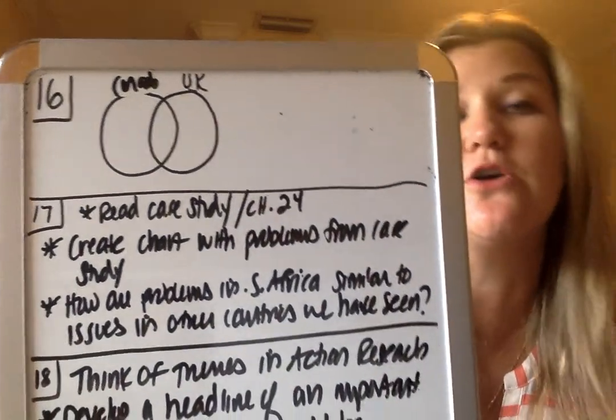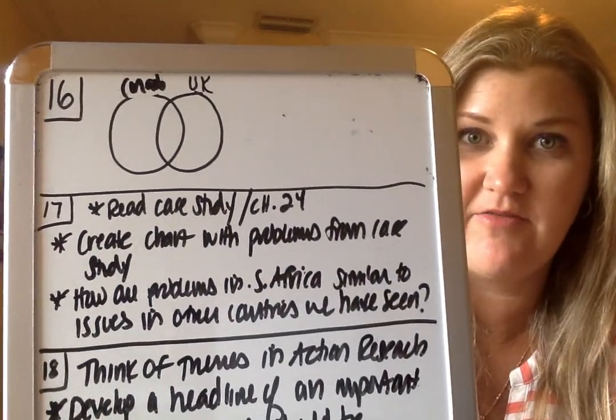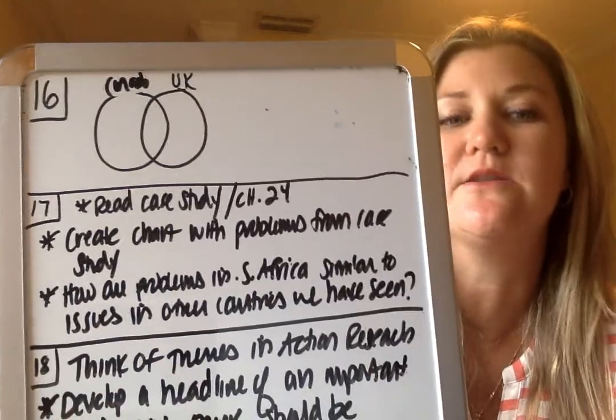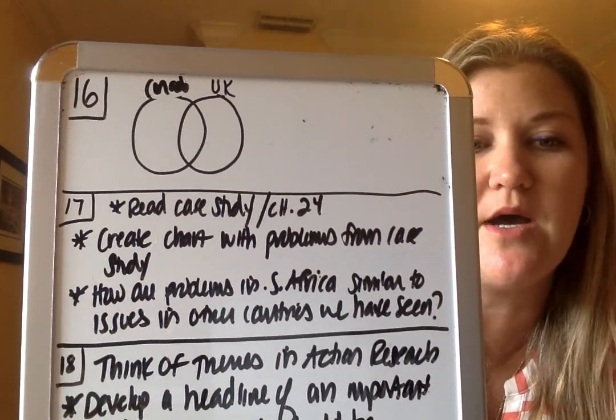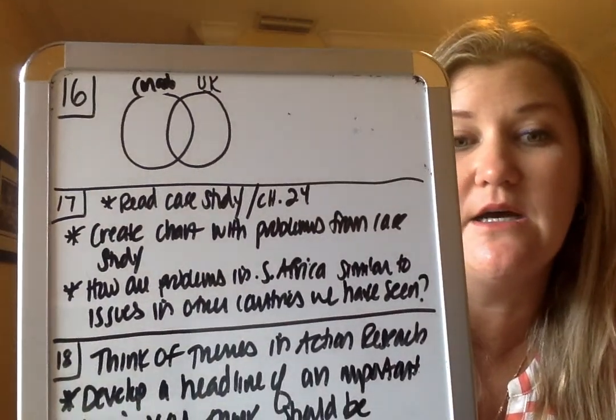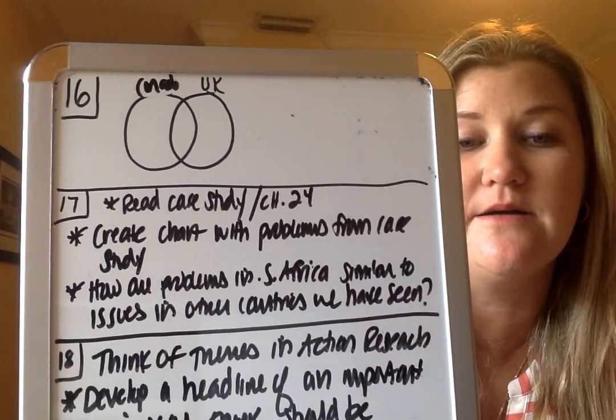So you're going to create a chart with the problems that you've identified from the case study, and then you're also going to answer that question and upload your assignment to the discussion board and respond to at least one post using the letter of feedback.